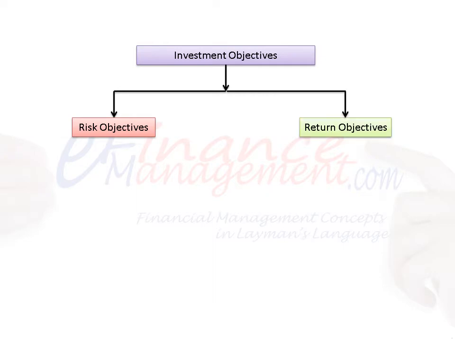The investment objectives are mainly of two types: risk objective. Risk objectives are the factors that are associated with both the willingness and the ability of the investor to take the risk. Second objective is return objective.